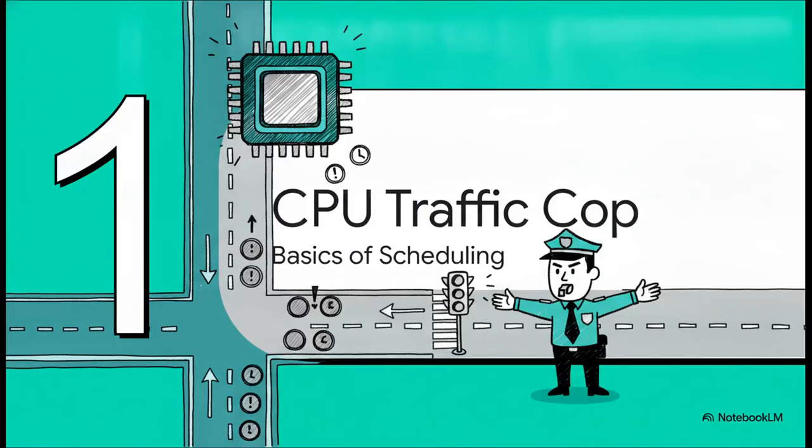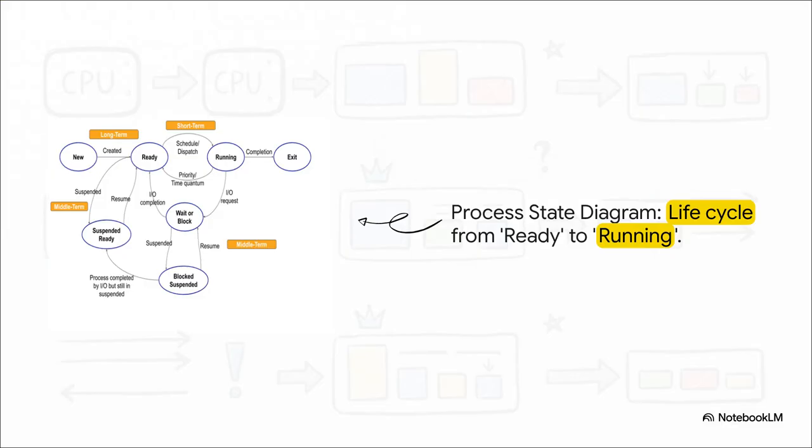All right, section 1. Let's meet the CPU traffic cop and cover the basics of scheduling. Before the scheduler can actually make any decisions, it has to know the exact status of every task trying to cross that CPU intersection. You see, a process doesn't just magically execute out of nowhere. It moves through a really strict life cycle. First, it's created, and then it enters what we call the ready state.